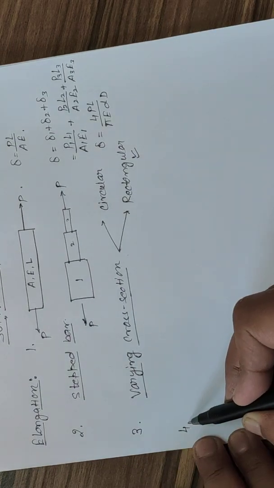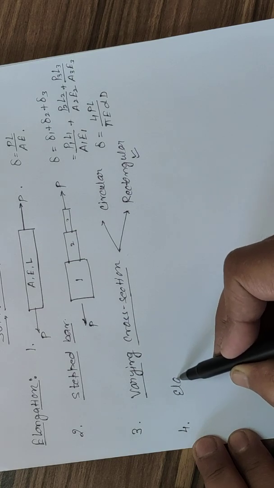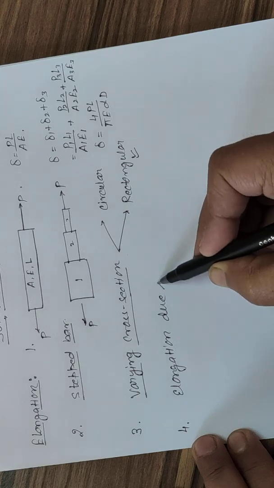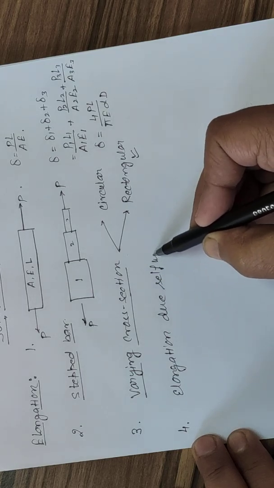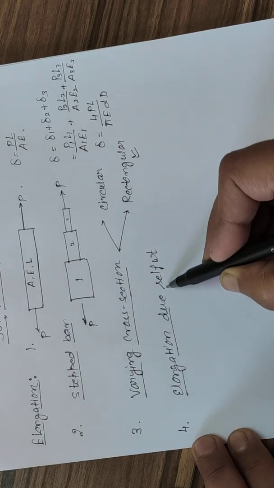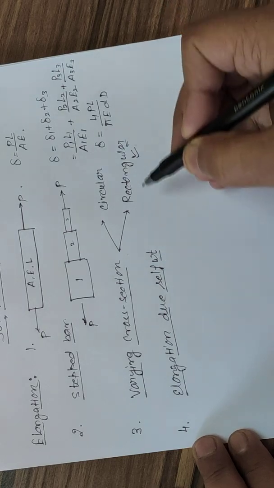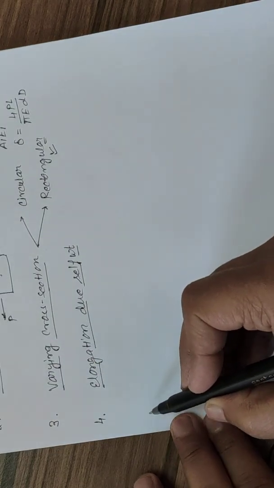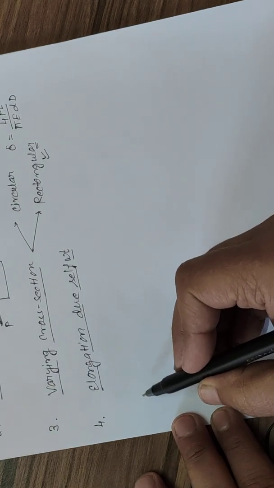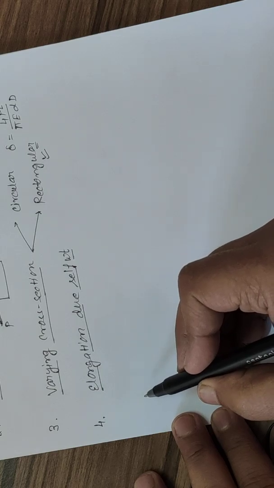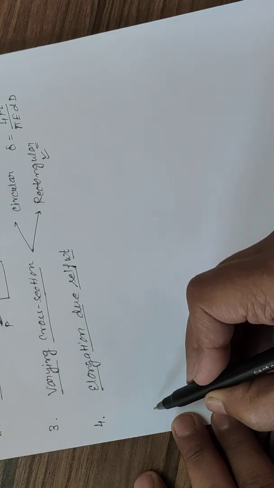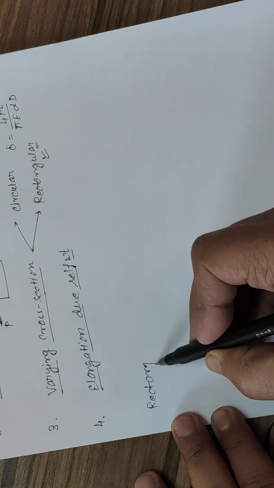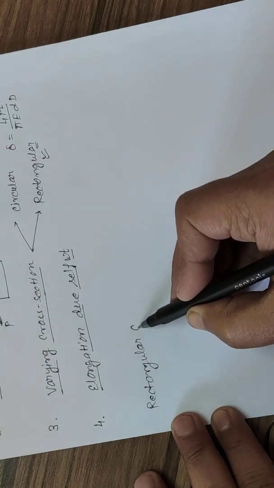And the fourth one is elongation due to self weight. This part we will discuss today, this rectangular variation and self weight. So first we are going to discuss the rectangular cross section.